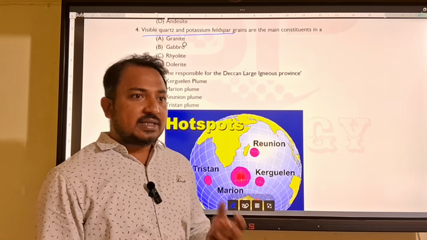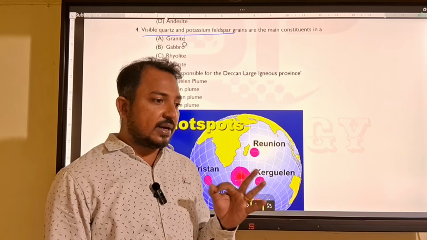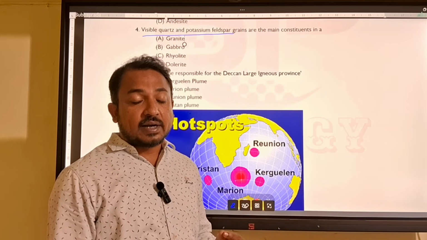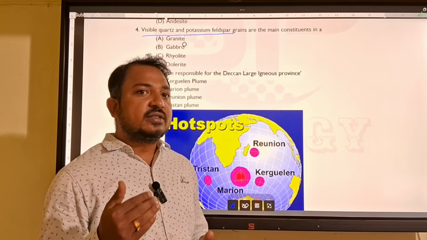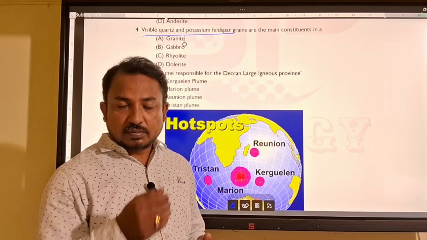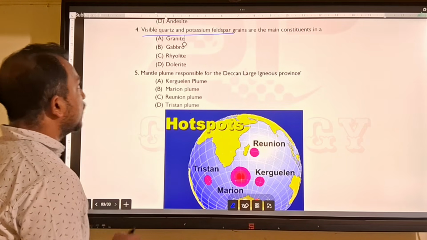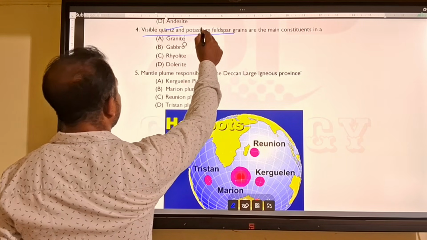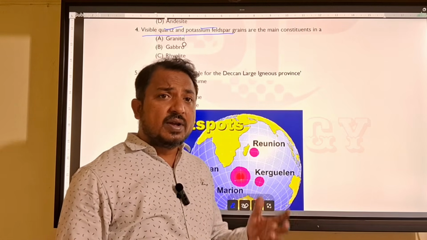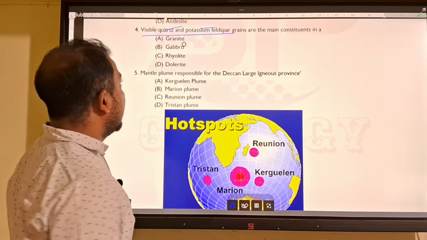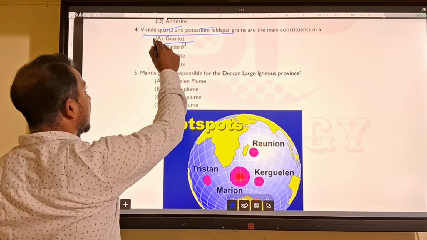So when this type of thing is asked, if you remember, if there is any visible grain within a rock, you can see it in your naked eye. So that means the rock is produced under greater depth. That means the rock is plutonic. So we have visible rock fragments of quartz and potassium feldspar. Quartz and potassium feldspar are essential constituents of granite. So granite has visible fragments, granite is plutonic. So answer will be granite.